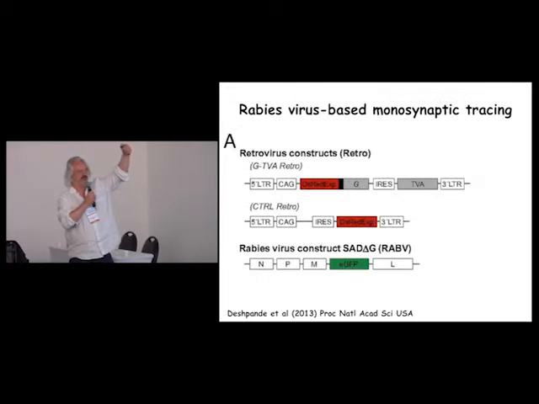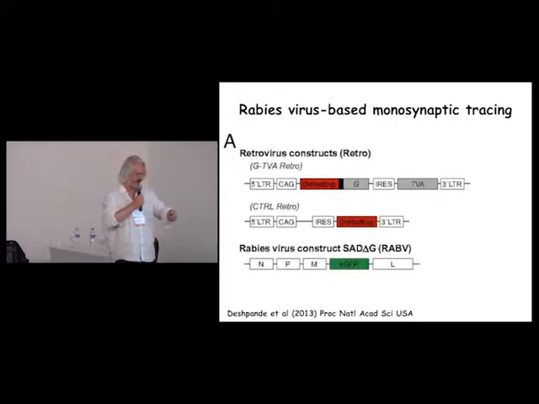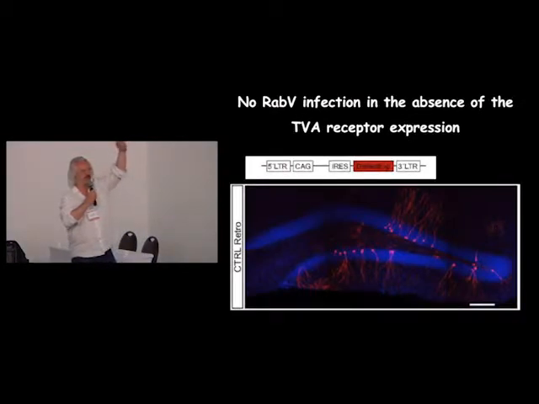So this just shows you the viral vectors that we used for this experiment. We had a set of retroviruses that in one single retrovirus bring in the reporter gene, and TVA. And we have control retroviruses, and this shows you the rabies virus construct. There are different strains of rabies viruses. We used here this set strain of rabies virus.